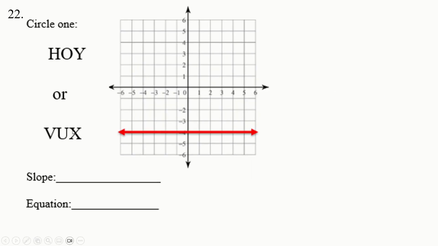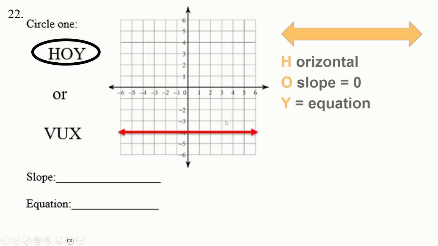So this one, we have to circle whether it's HOI or VUX. This is what we call a horizontal line, and it's crossing my y-axis. So for us, this is going to be HOI. For our slope, remember, anytime that we have HOI, our slope is always going to be equal to 0, and then it's going to be a y equals equation. So slope is 0, and it's y equals wherever we are crossing on my y-axis. In this case, it would be -4. So y equals -4.